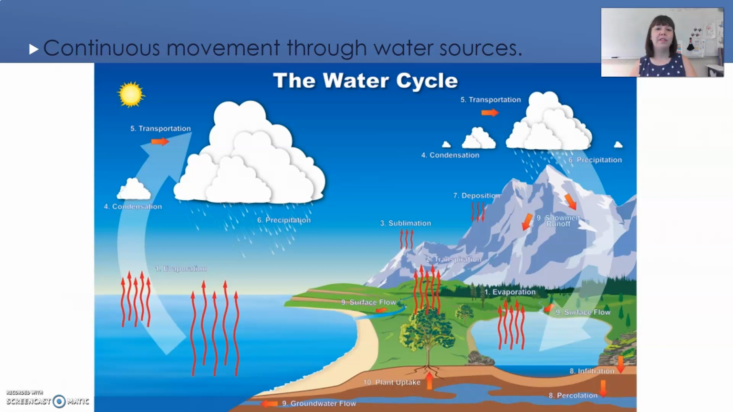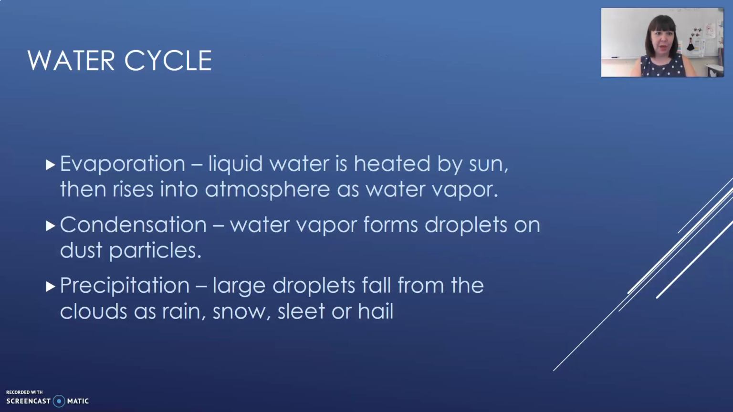Now, the water continuously moves through the atmosphere and the geosphere back and forth through this process that we call the water cycle. And I know you've been talking about the water cycle since you were little bitty, but in addition to our three major components, evaporation, condensation, precipitation, that you probably had a song about when you were in third grade, right? There's some other terms that you may not be as familiar with.